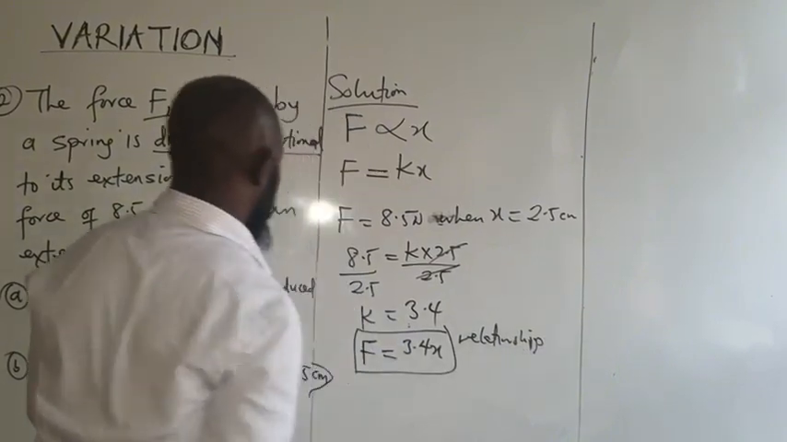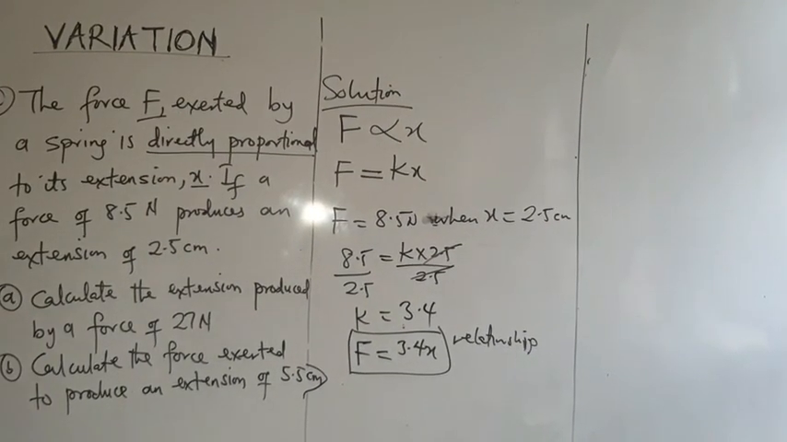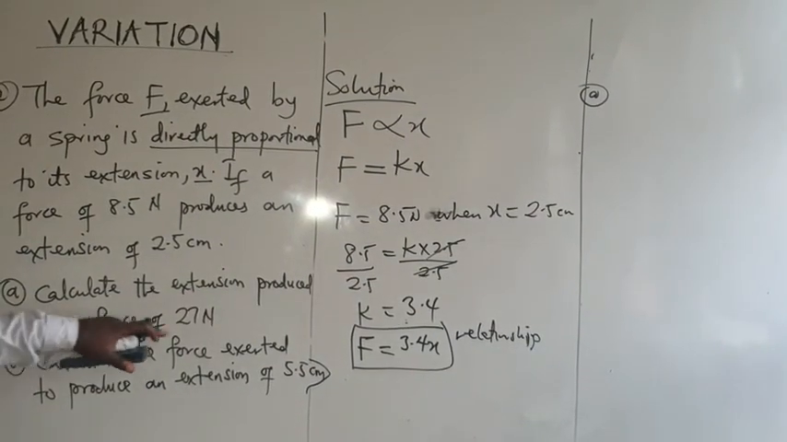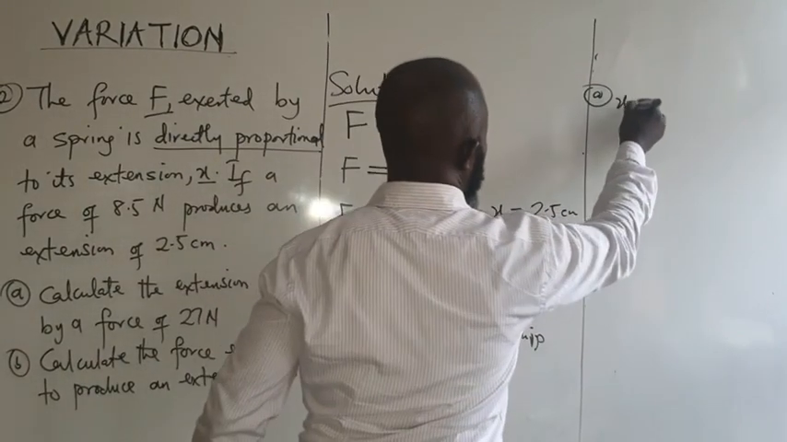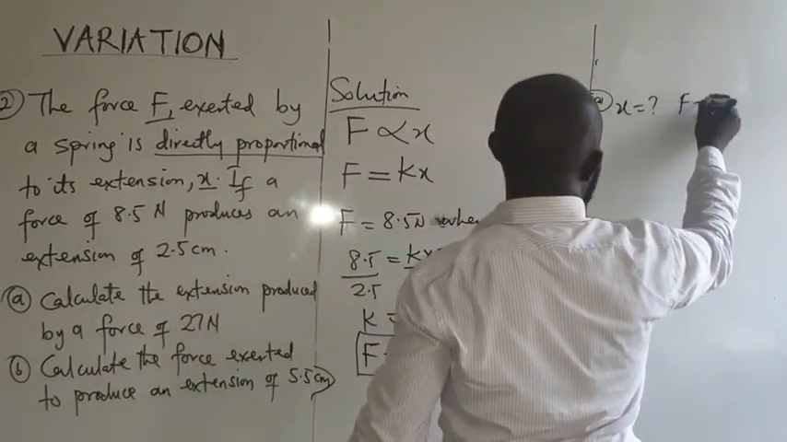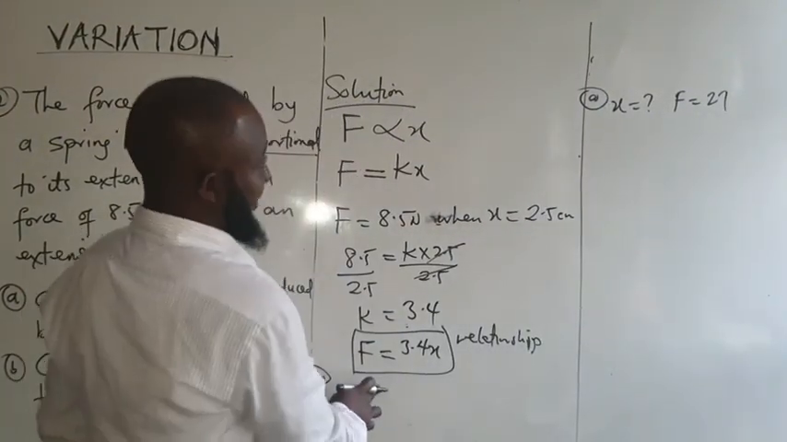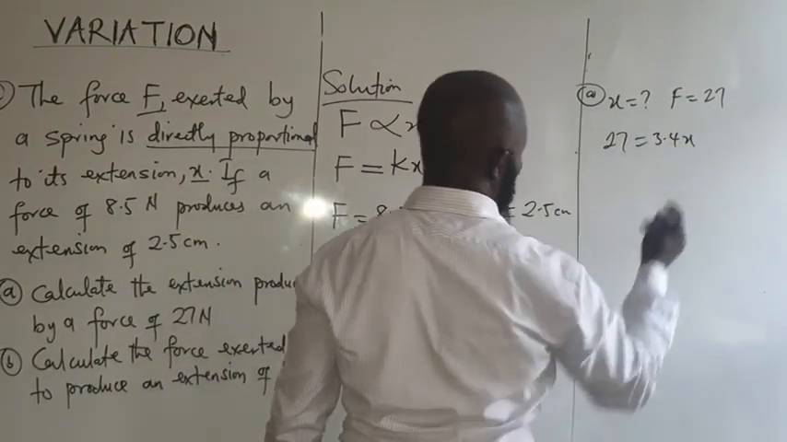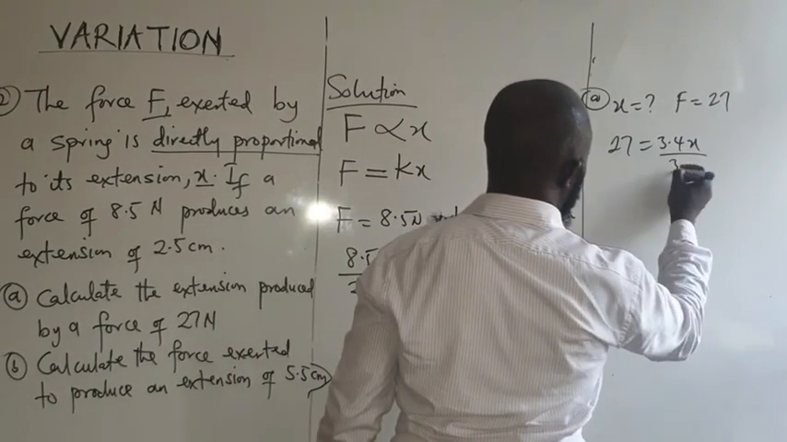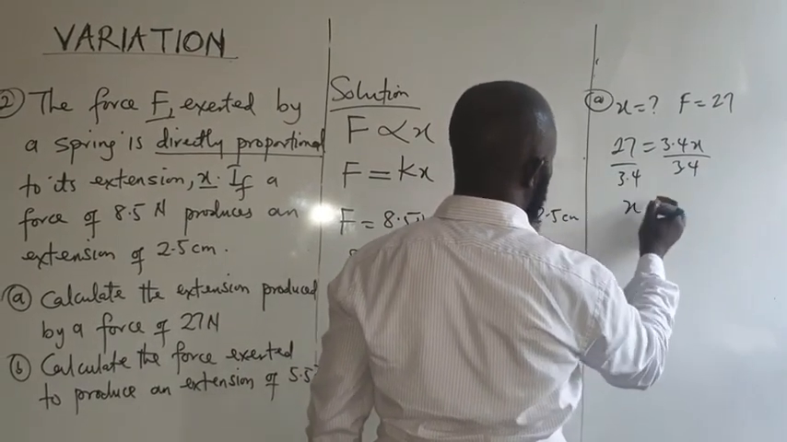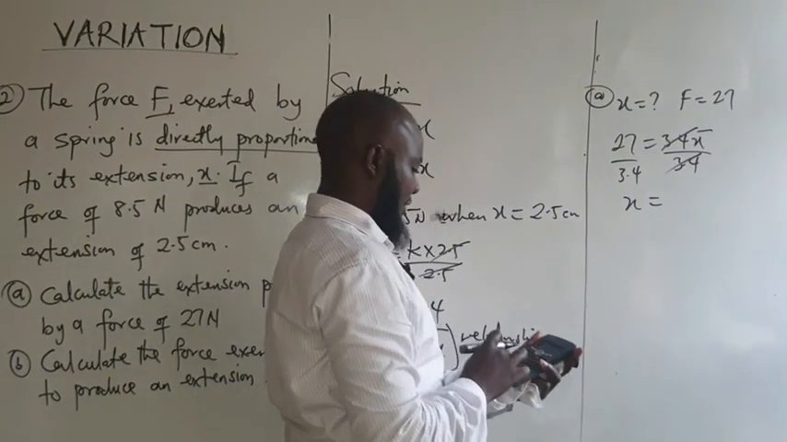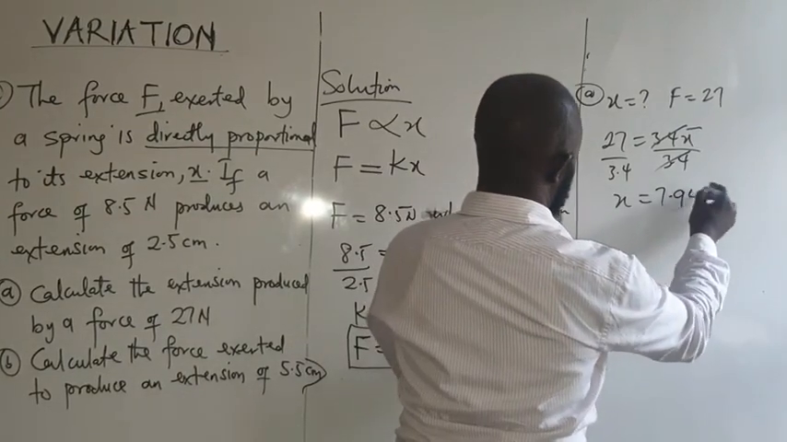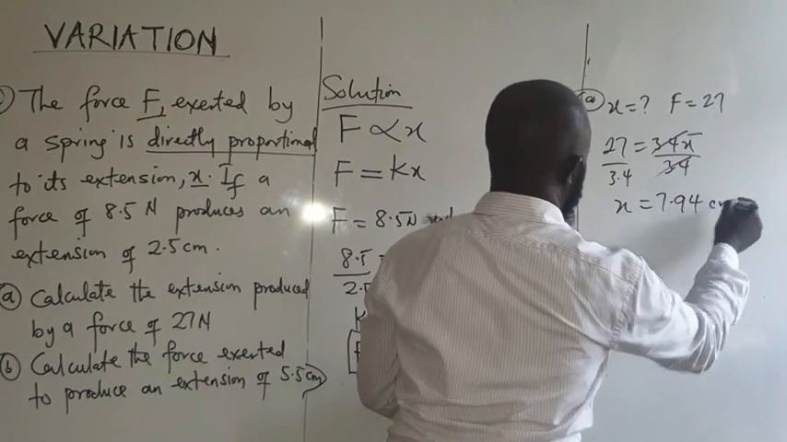So let's now go to Roman figure A. Calculate the extension produced by a force of this. That means we are looking for x, and F equals 27. So we make use of this. F, which is 27, equals 3.4 times x. So you divide both sides by 3.4. Therefore, x equals 27 divided by 3.4, and that gives us 7.94 centimeters.